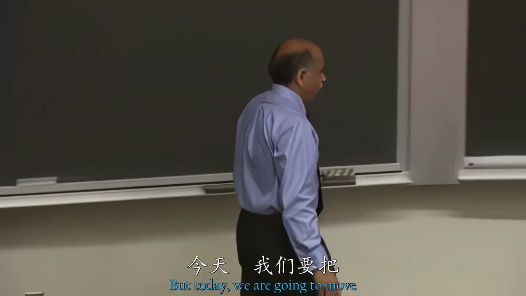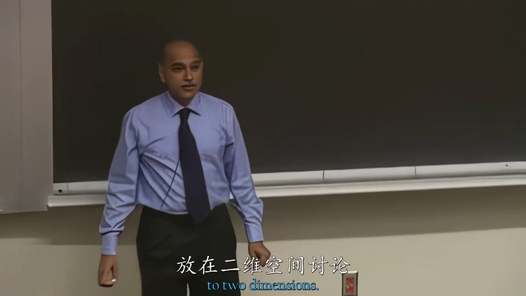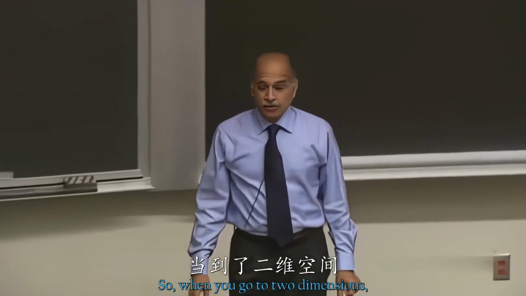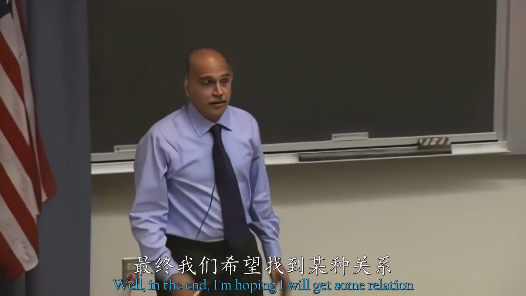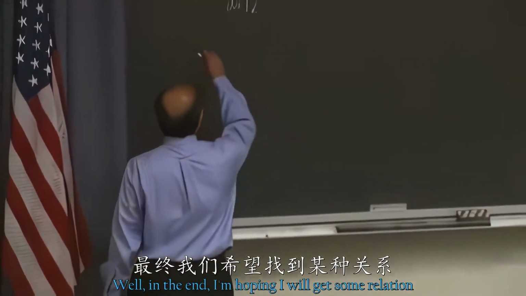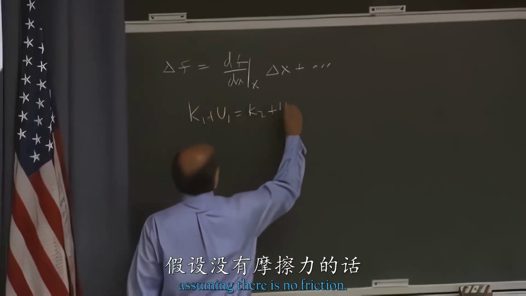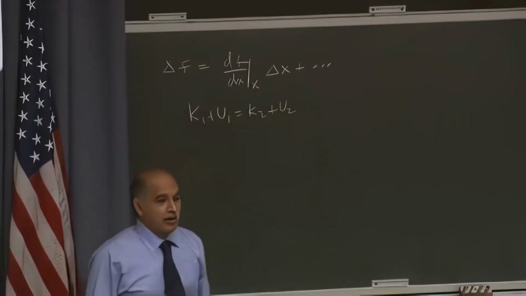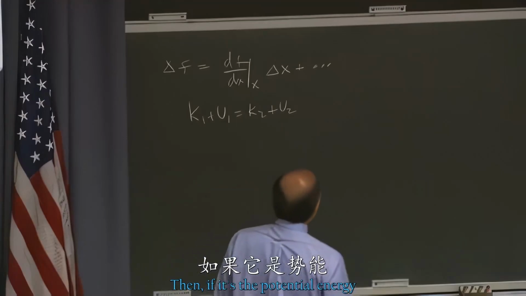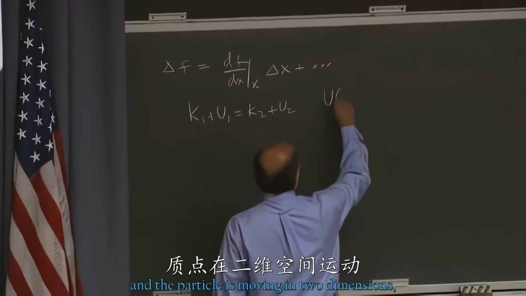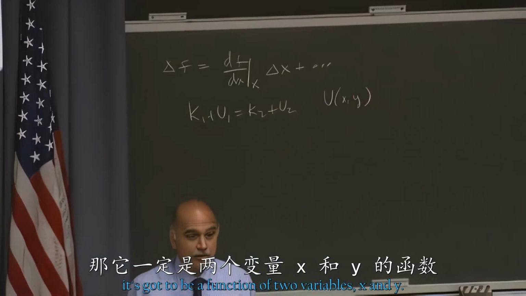But today, we are going to move the whole work energy theorem and the law of conservation of energy to 2 dimensions. So when you go to 2 dimensions, you have to ask yourself, what am I looking for? In the end, I'm hoping I will get some relation like k1 plus u1 is k2 plus u2, assuming there is no friction. u2 is going to be my new potential energy. Then if it's a potential energy and the particle is moving in 2 dimensions, it's got to be a function of 2 variables, x and y.